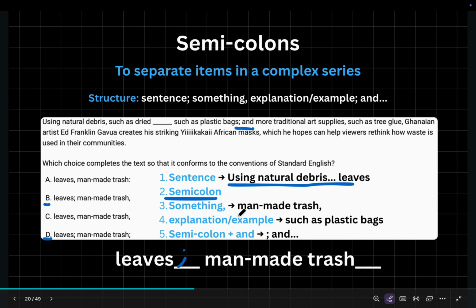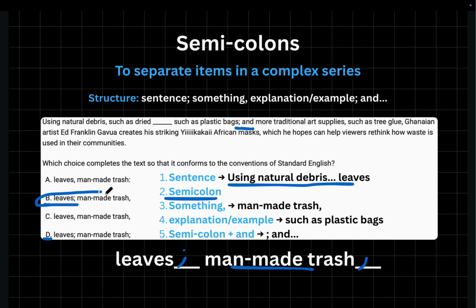Then after that, something, comma, then an example. In this case, it says man-made trash, comma, such as plastic bags. This means choice B is correct.